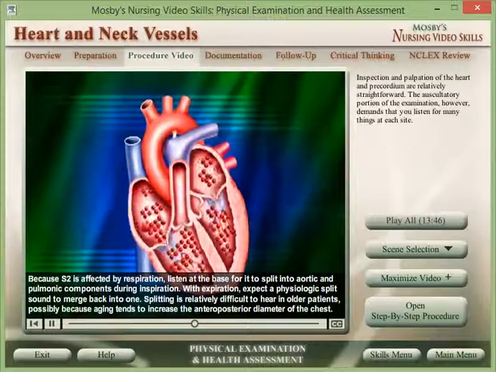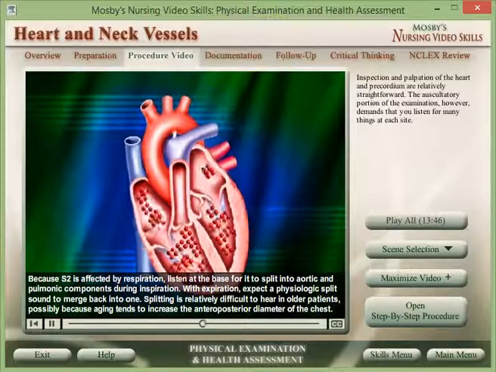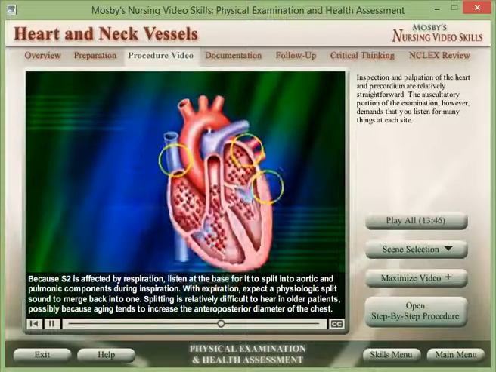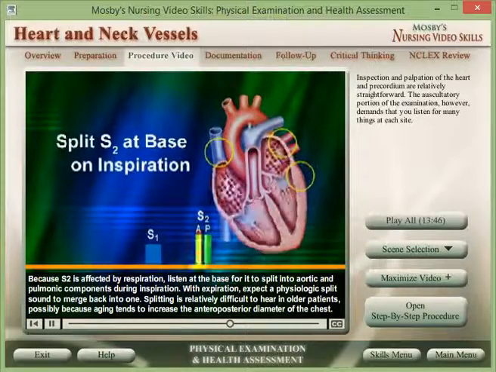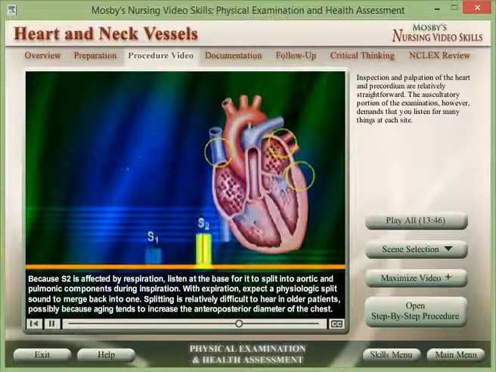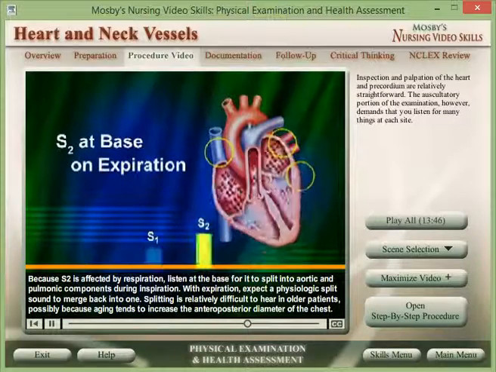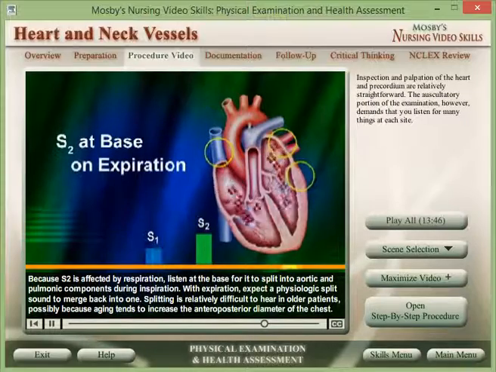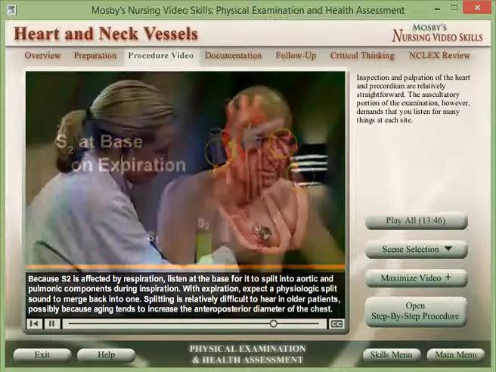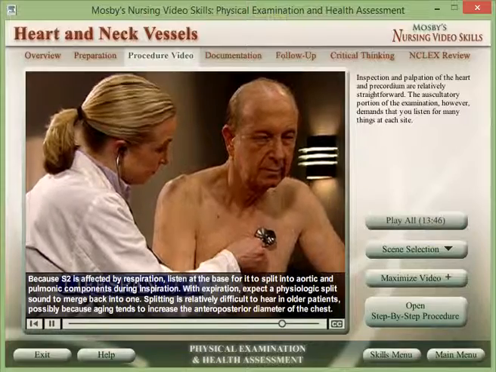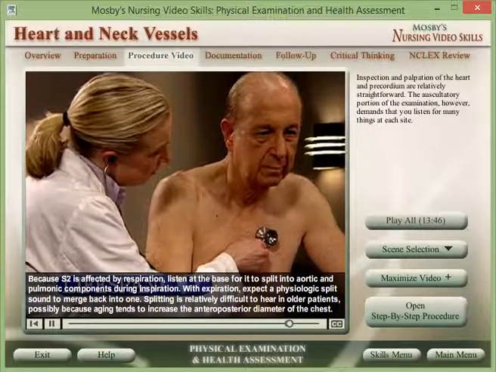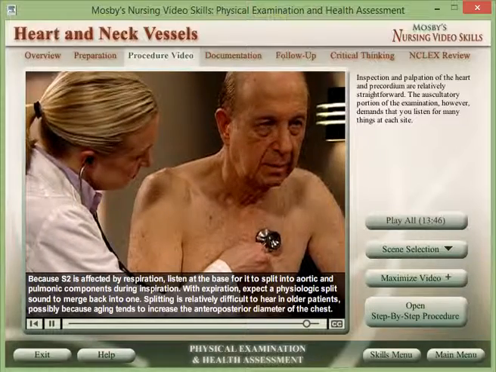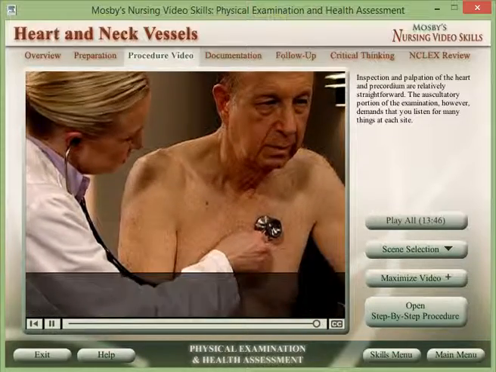Because S2 is affected by respiration, listen at the base for it to split into aortic and pulmonic components during inspiration. With expiration, expect the physiologic split sound to merge back into one. Splitting is relatively difficult to hear in older patients, possibly because aging tends to increase the anteroposterior diameter of the chest.